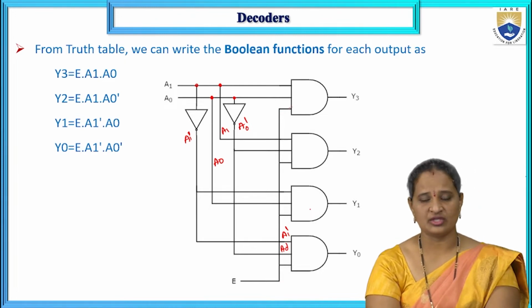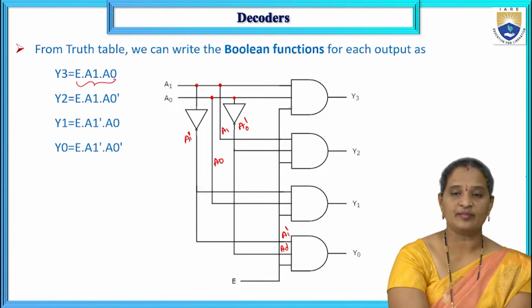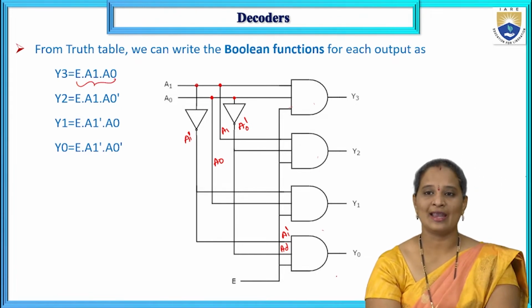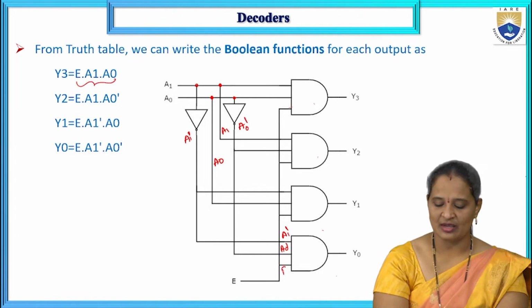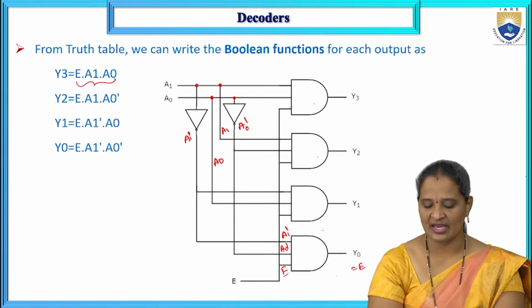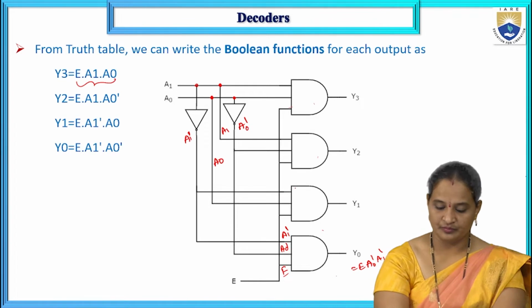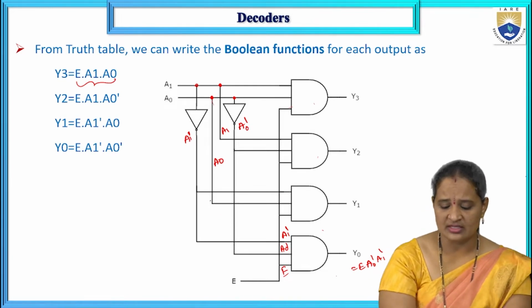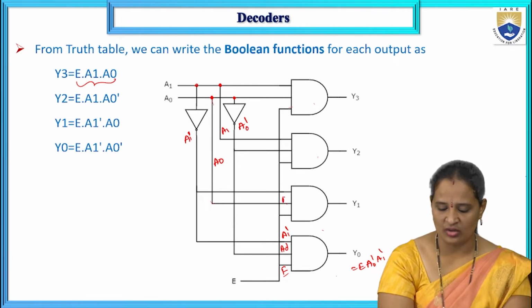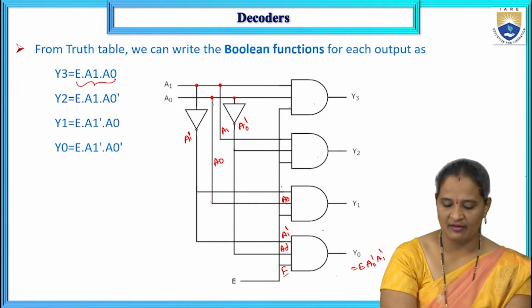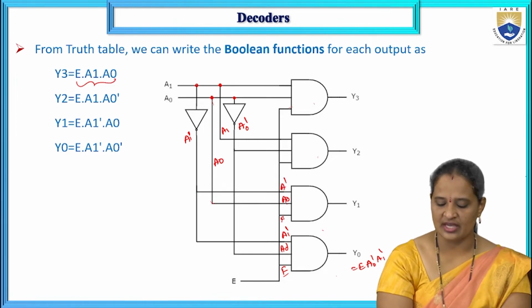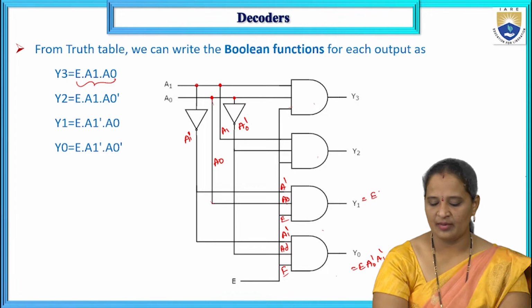And what kind of logic gates we need to use? As these are all the product terms, I have to use the AND gates. So the output of this one is enable, A0 complement, A1 complement. Now coming to this one, this is A0 and A1 complement, and this one is enable. So that is enable, A1 complement and A0.